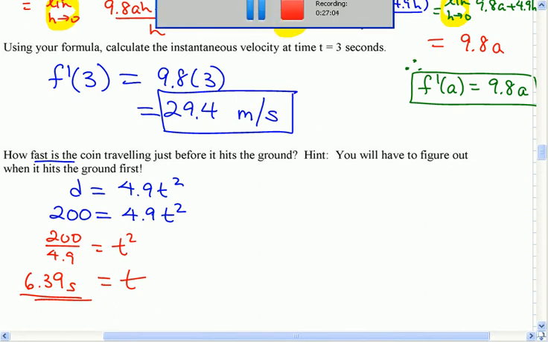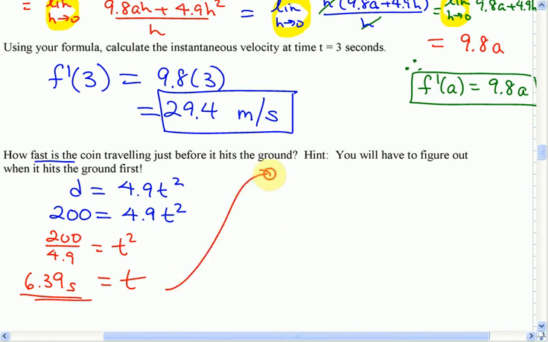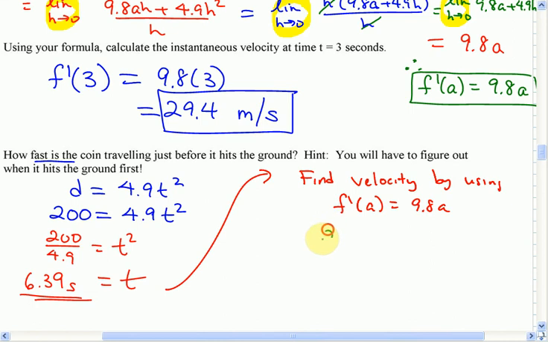Velocity formula, right. So now let's go ahead and find the velocity. I'll say find the velocity by using which formula? By using f prime of a equals 9.8a. And once again, I'm asking you for f prime of 6.39.